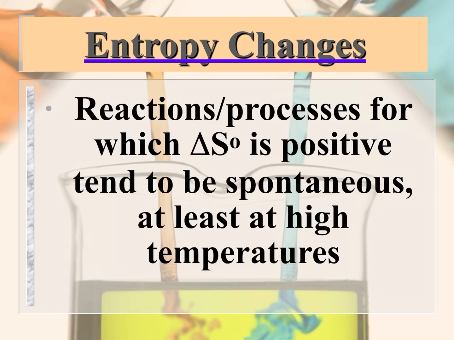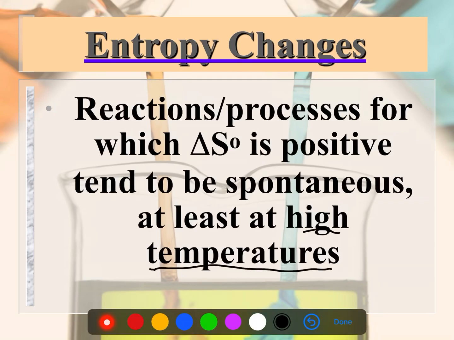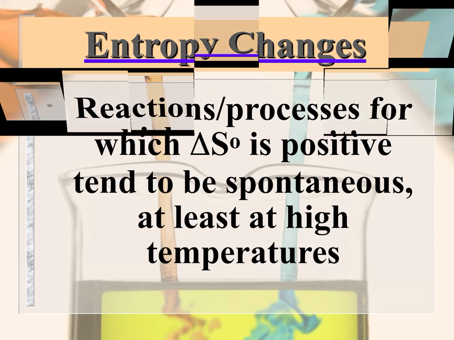Reactions with delta S as positive tend to be spontaneous at high temperatures. Okay, well, that makes sense also because we said that things that are endothermic, for instance, benefit from higher temperatures. Well, we could say that about entropy also. Things that are entropy-favored, where the entropy, the randomness is increasing, also benefit from high temperatures. As the temperature goes up, the degree of freedom of motion goes up.